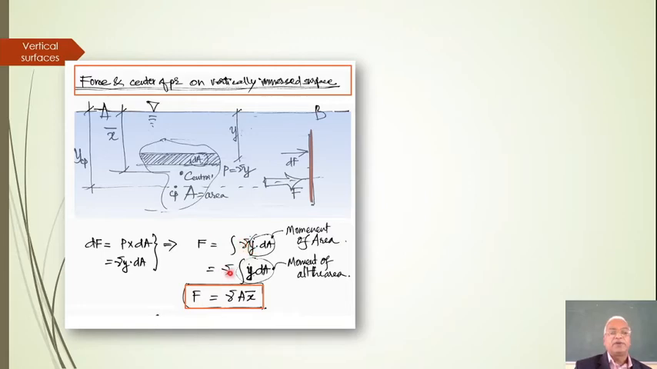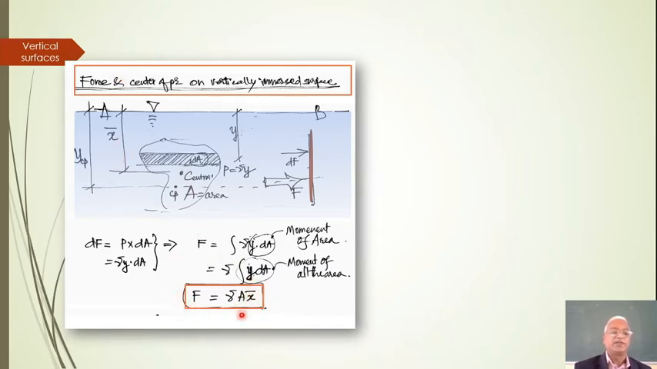If I put gamma outside and consider only integration Y dA, it is the moment of all the area that is considered. So because of that, it will become F equal to gamma into A x bar, because integration of Y dA is the total moment of the area. That is given by simply the total area multiplied by its centroidal distance x bar or h bar. So that is the expression.